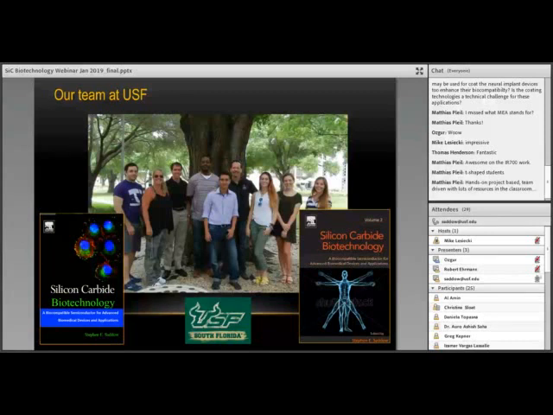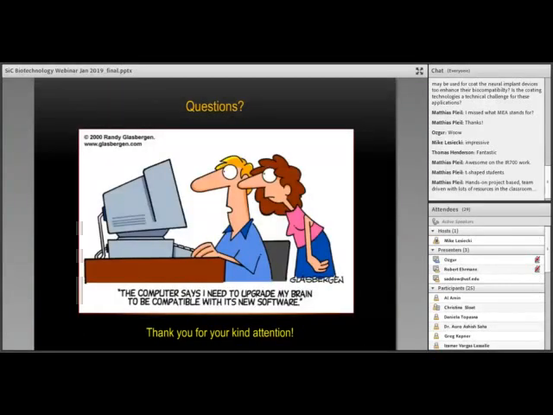And so I leave you with the following thought. I'll read this for you. It says here, the computer says I need to upgrade my brain to be compatible with its new software. So I'm joking about this. This is from 2000, but I realize now that we're getting close to the point where this may become more of a reality than not.